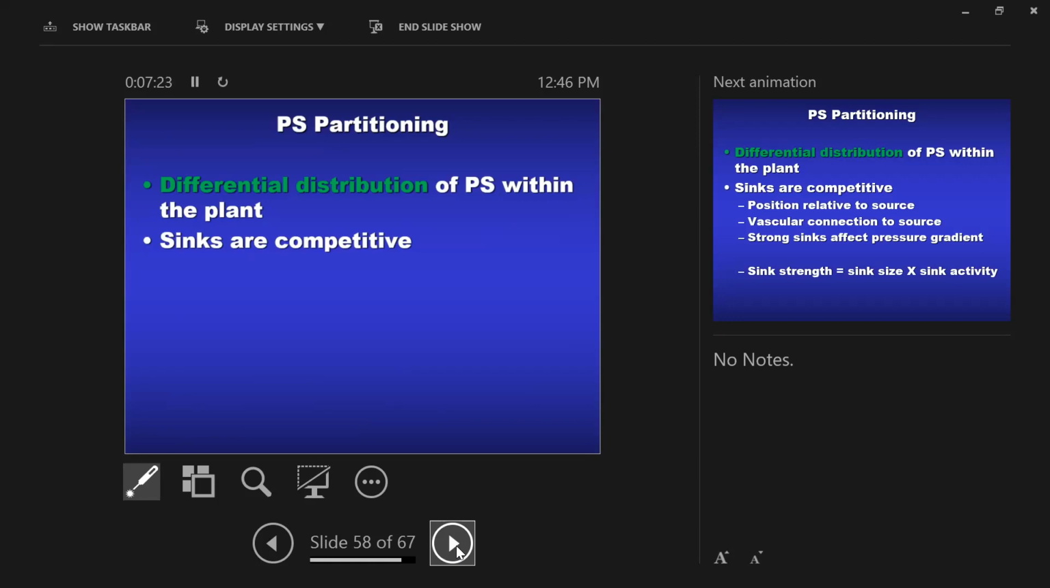And the key thing too is that sinks are competitive. The sink tissue is communicating back to the source tissue, and some sinks are more demanding than others in terms of, I need more sugar right now because I'm young, I can't do photosynthesis fast enough, or maybe I can't do photosynthesis at all, like a potato tuber. But I'm really actively growing.